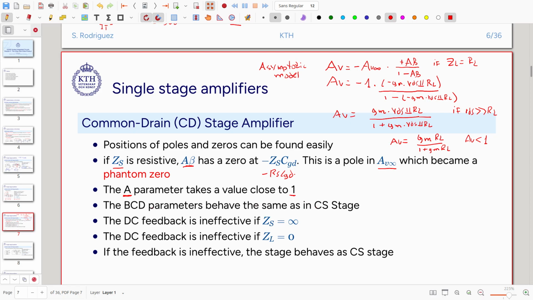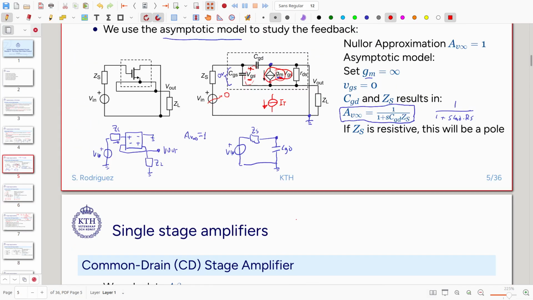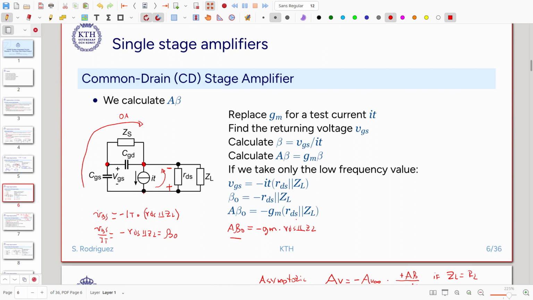Another conclusion is that the DC feedback is ineffective if the source impedance is very large. Why? Let's take a look at the circuit again here. We have said that this voltage here appears here. However, if this impedance is extremely large, in particular if it is not resistive, then the feedback gets broken. Then what we will have is some capacitive divider here. So this calculation does not apply anymore. Then the gate will be disconnected from the drain, and then there is not going to be effective feedback there.